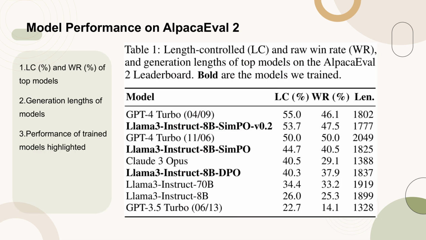Table 1 presents the length-controlled win rate, LC, and raw win rate, WR, of top models on the AlpacaEval 2 leaderboard, along with their generation lengths. The models we trained are highlighted in bold. This table provides a comparative view of the performance metrics of various models, emphasizing the effectiveness of our trained models in terms of both win rates and response lengths.